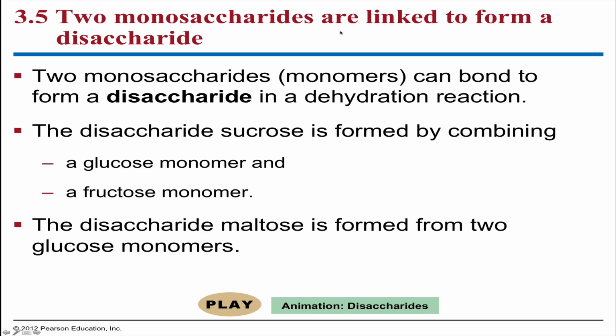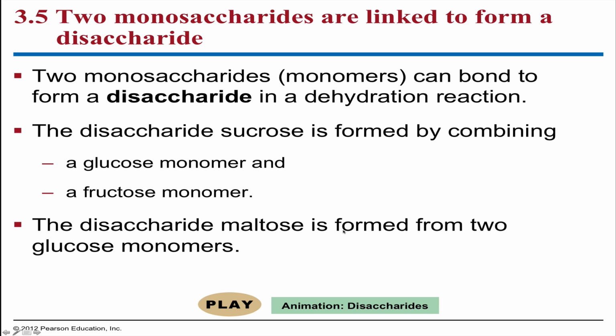So 2 monosaccharides are linked to form a disaccharide. When 2 monosaccharides, or 2 monomers, bond, they form a disaccharide in a dehydration reaction. Di means 2, mono means 1. So di, 2 saccharides, 2 sugars. The disaccharide sucrose is formed by combining 1 glucose monomer and a fructose monomer. Sucrose is like your table sugar, for example. It's just glucose and fructose coming together.